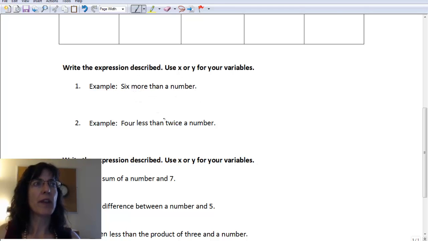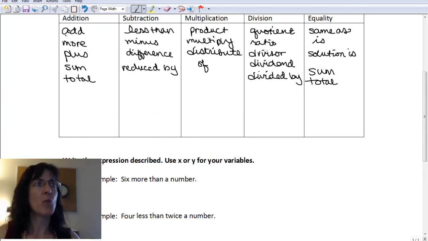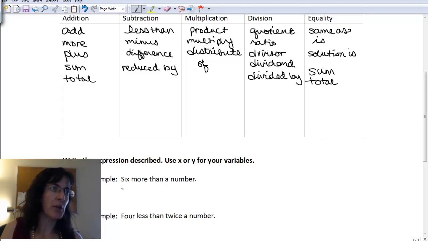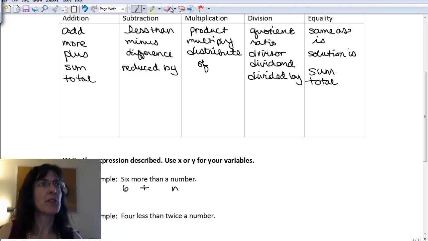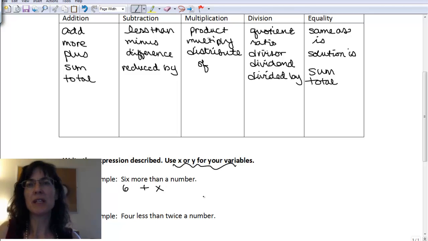You see more than, let's look back up here, we have more, and that implies addition. 6 more than a number. So for that one, I would put 6, and then the more than would be plus, and a number, it says use X or Y, so I better fix that. We could use any variable, but we're being told to use X or Y for our variables, so 6 more than a number, so 6 plus X. That would be the algebraic representation of the sentence 6 more than a number.